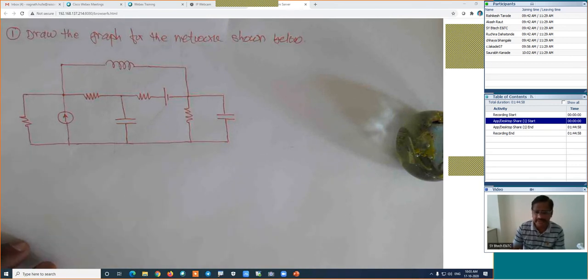Now look at how many nodes we have for this particular figure. I am expecting the answers from your side.